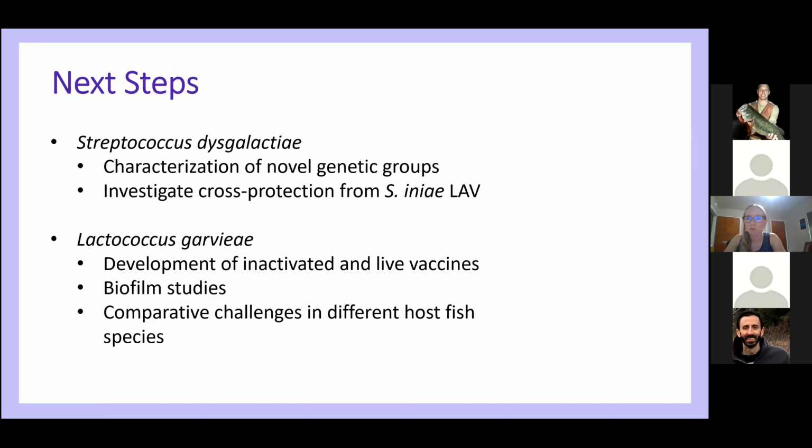So our next steps are focusing on these two emerging pathogens, with Strep dysgalactiae continuing to characterize those novel genetic groups. Some of our collaborators are doing some cool stuff with biochemically whole genomes that are adding to the oddness of these isolates from fish. They're not fitting into the normal patterns of either established subspecies of S. dysgalactiae. I developed a live attenuated vaccine candidate for S. iniae, so we're going to look to see if it has any cross protection between species.